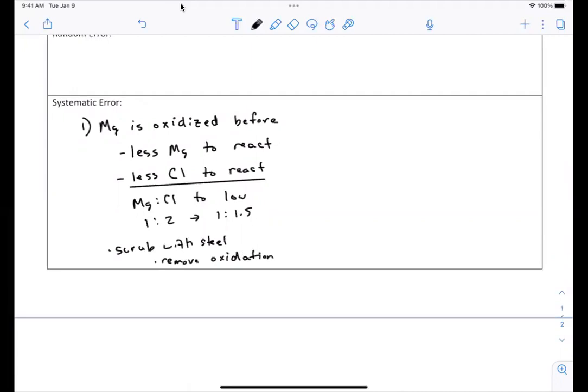Oh, gotcha. So it will remove the oxidation. So they might ask you, how's one way that you could reduce this error? So you'd say, well, I'd scrub the metal with steel wool to remove the oxidation so that my mass is more accurate. This is the kind of stuff that you have to think about in paper 3. They don't talk about this as much in paper 2 and paper 1. This is more of a paper 3 kind of laboratory concept.